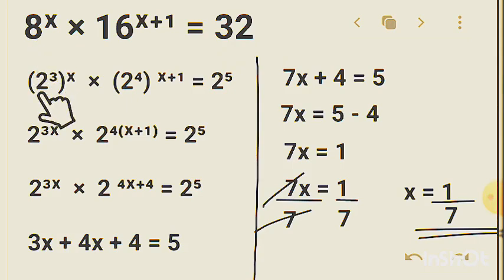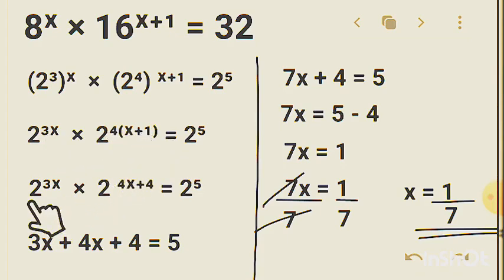Remember, 8 is 2 raised to the power 3, 16 is 2 raised to the power 4, and 32 is 2 raised to the power 5. Now we put it in bracket and the index we are looking for is outside. Here we have x plus 1, here we have 5. Okay, now remember the first law of indices that says if the bases are the same and we are multiplying, we add the exponents.